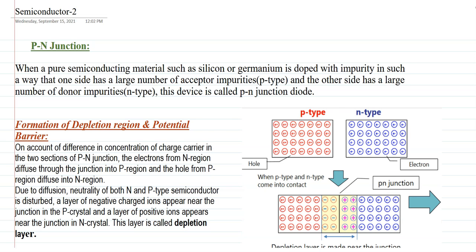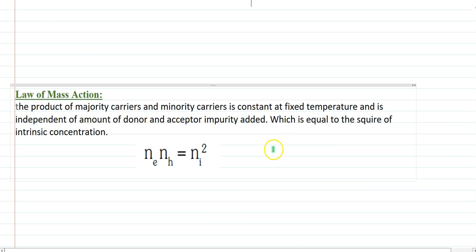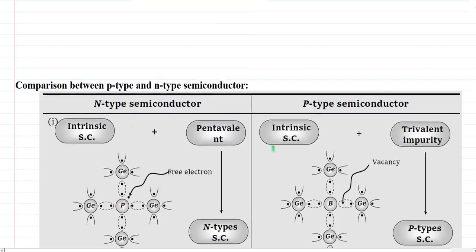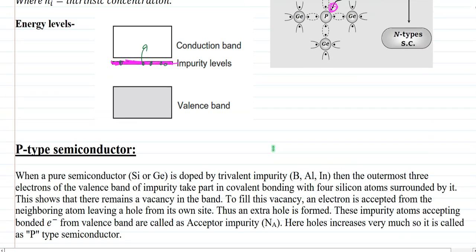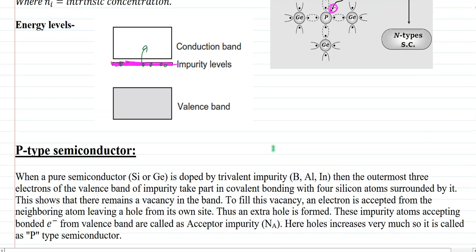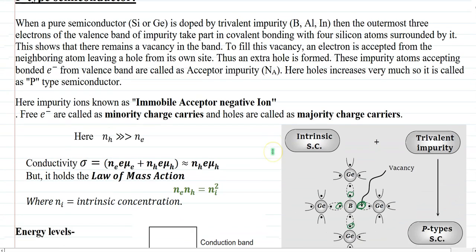Welcome students. In our previous class, we discussed what a semiconductor is and the band structure of solids, and according to band structure, we separated the conductor, insulator and semiconductor.